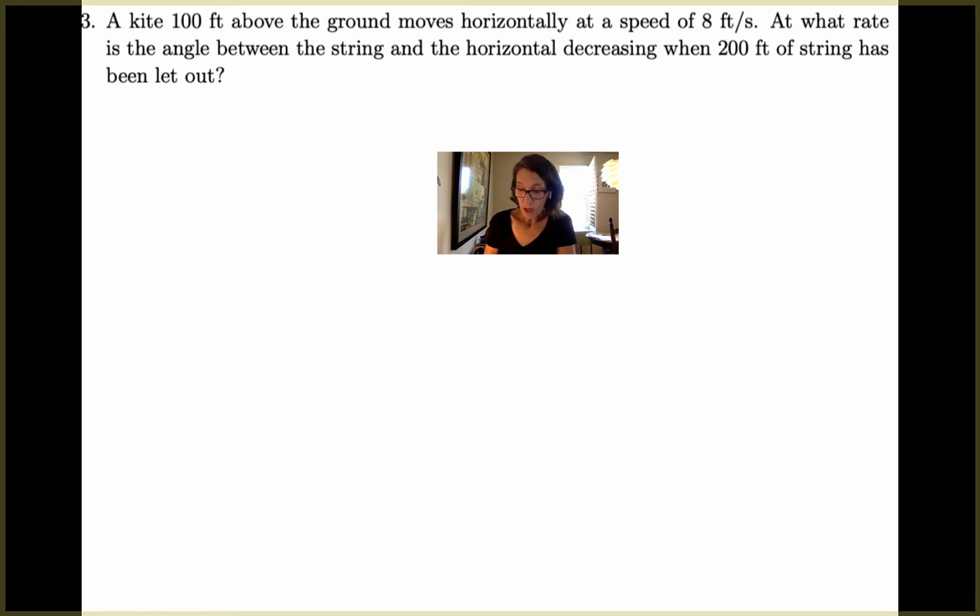until you really internalize the whole process and understand the why you do things in this order. So in that problem, remember we had a kite 100 feet above the ground moving horizontally at a constant speed of 8 feet per second. And the question says, at what rate is the angle between the string and the horizontal decreasing when 200 feet of string has been let out?